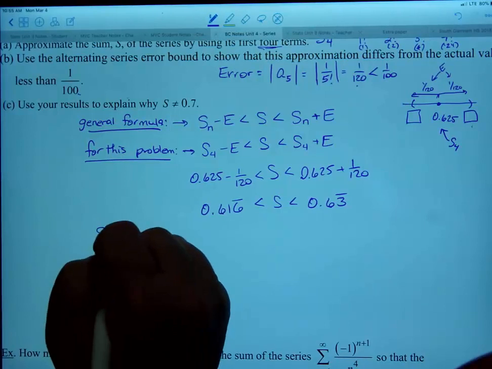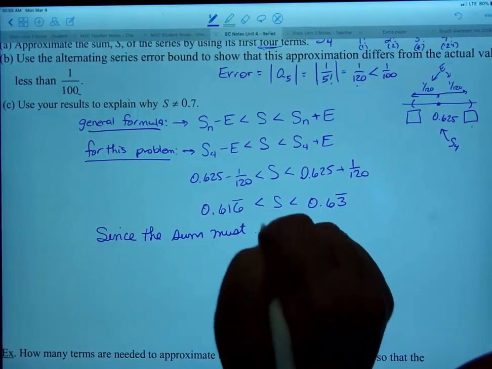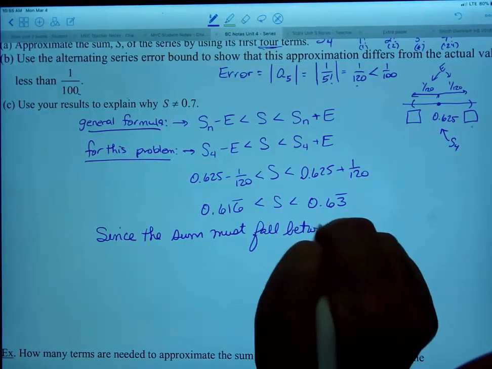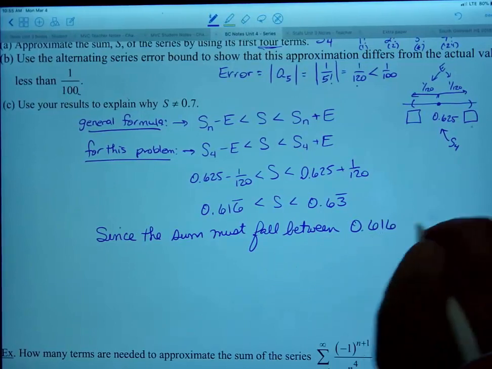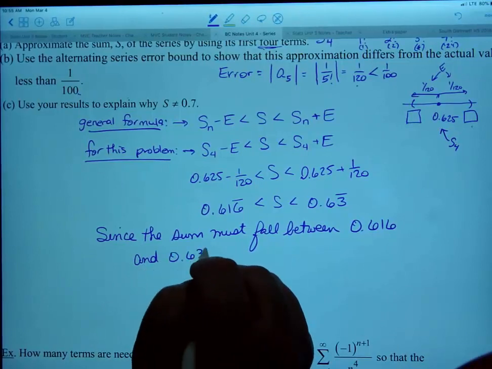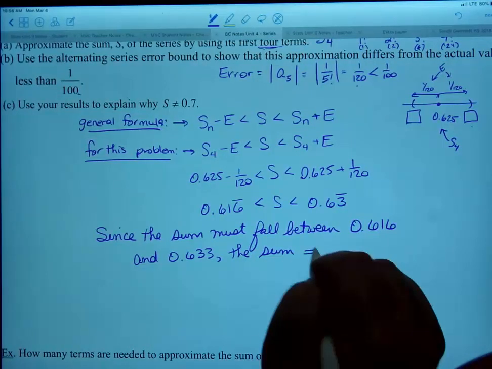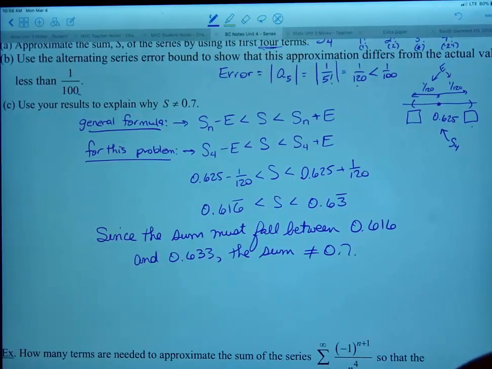Since the sum must fall between 0.616, you can round it to 3 decimal places if you want to, and 0.633, the sum cannot equal 0.7. That's enough. That basically says you understand what that math means. You didn't just write down math and then you thought that was plenty. Questions?